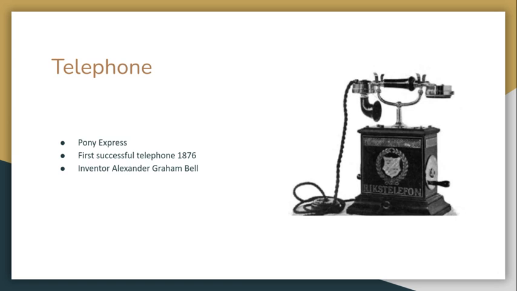The telephone. Not only did the U.S. experience changes in transportation, but they also experienced changes in communication because of industrialization. Before the telephone, the way to communicate was through the Pony Express. The Pony Express was a process where letters were sent from person to person in order to communicate. The delivery of these letters often took days to months.